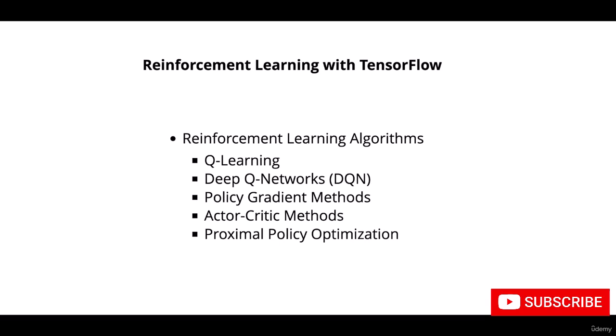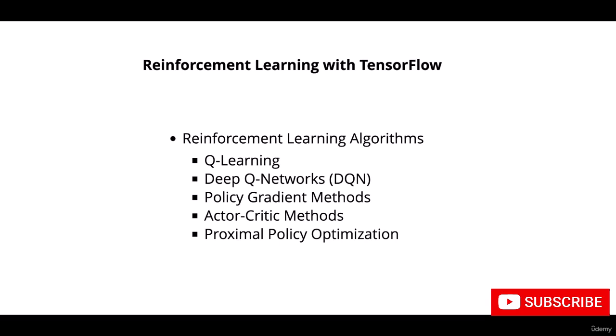The first one is Q-learning, a model-free RL algorithm that learns action value functions, which are called Q values, through exploration and exploitation. Next one is Deep Q networks, which is DQN, an extension of Q-learning that uses deep neural networks to approximate Q values for high dimensional state spaces.